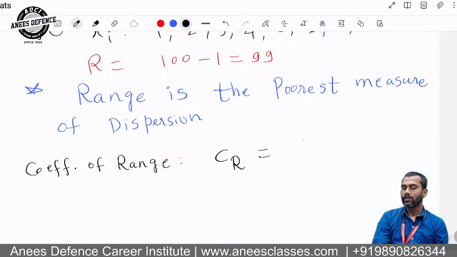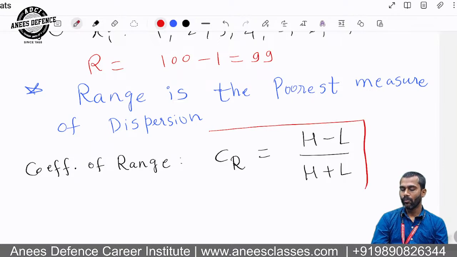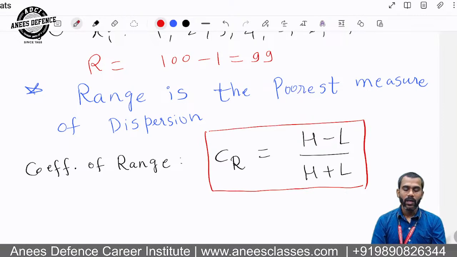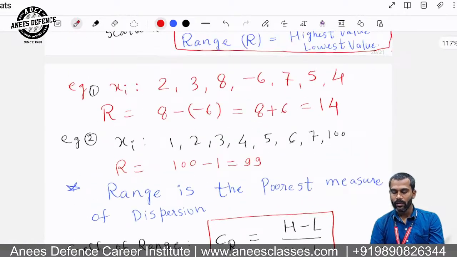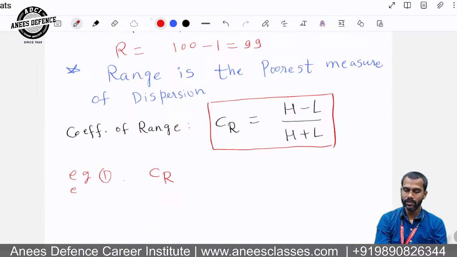That is equal to H minus L divided by H plus L. H minus L over H plus L. In coefficient, most of the times you will see this formula: difference in the numerator and sum in the denominator, isn't it? Now you need to find out CR for both the examples, example number 1 and the second example as well. Very easy.